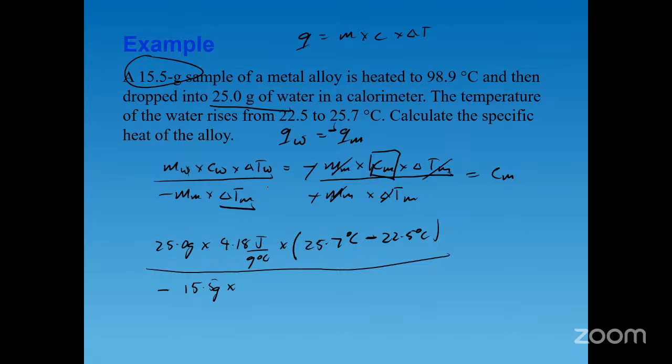Now, what's the change in temperature of the metal? Well, the final temperature of the metal will be the final temperature of the water, right? Because remember, we're talking about thermal equilibrium. So here I'm going to put, in parentheses, 25.7 degrees Celsius minus the initial temperature of the metal alloy, which is 98.9 degrees Celsius.